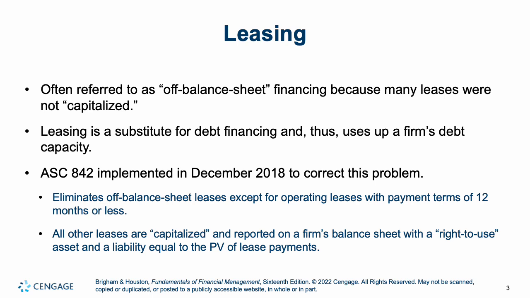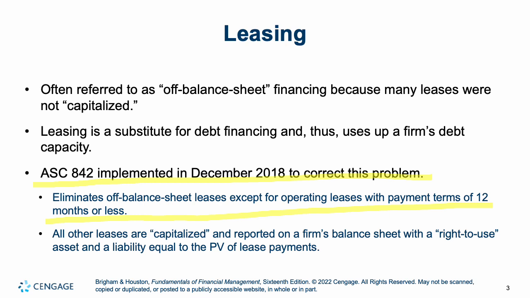In December of 2018, accounting standards were changed. We passed something known as ASC 842 to correct this problem. So all leases now have to go on a company's balance sheet unless it is for 12 months or less. So unless it's an extremely short-term lease, they have to be what are known as capitalized and reported on a firm's balance sheet as a right-to-use asset. You report the years of the lease as an asset, and a liability is the present value of all of those lease payments.